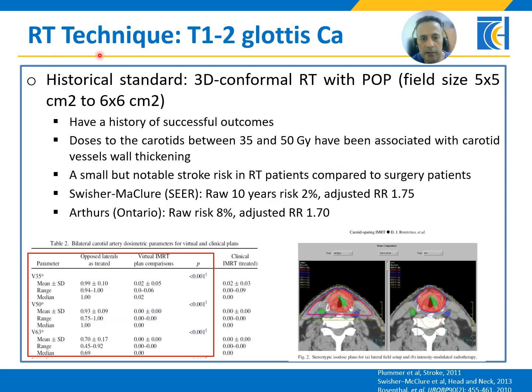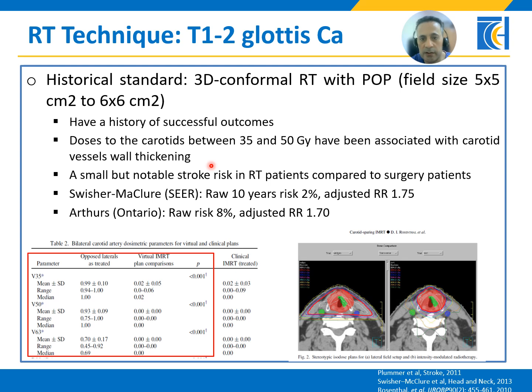The next topic is radiotherapy techniques. While opposed lateral beams have a long history of radiation treatment, we know that doses to the carotids between 35 to 50 gray have been associated with carotid vessel wall thickening. Recent data suggest a small risk of cerebrovascular events with two lateral opposing fields compared to laser surgery.